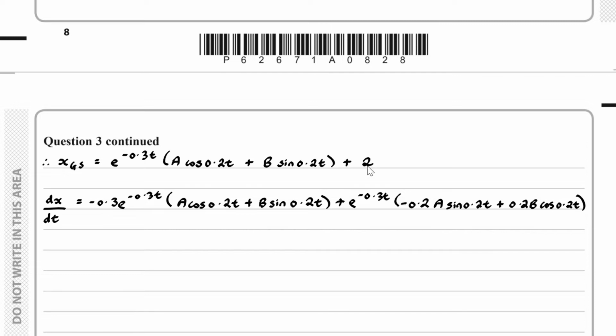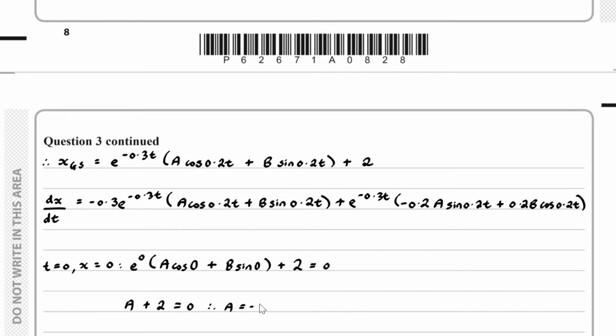So if we now use these initial conditions, first condition we've got t equals 0, x equals 0. So if we substitute into this equation here, we've got e to the power of 0 times a cosine of 0 plus b sine of 0. And then we've got the 2 over here. And all of this is equal to 0. So we've got a plus 2 equals 0. a is equal to minus 2.